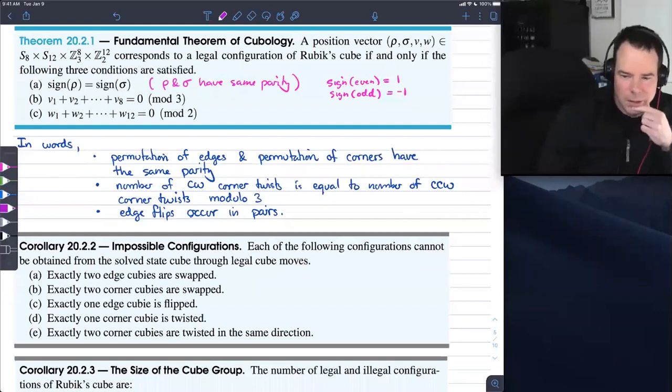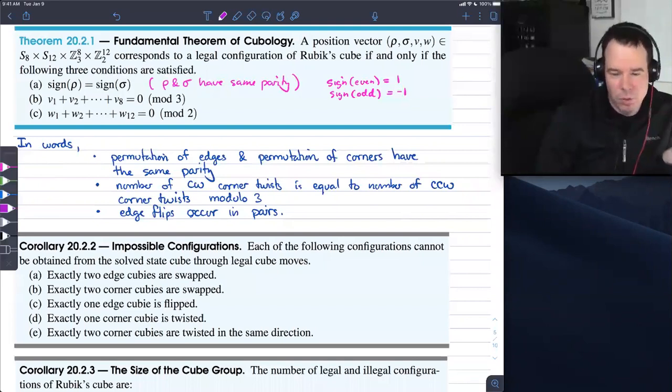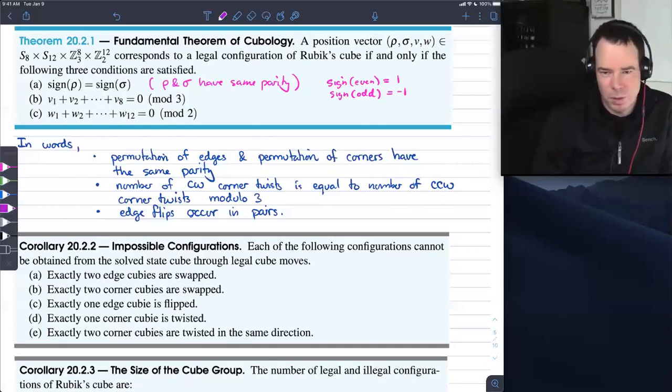So exactly 2 edge cubies are swapped. That's impossible, because if 2 edge cubies are swapped, that's an odd permutation of the edges, but the corner cubies are all where they started. So that would be an even permutation of the corners. And those parities are different. The edges and the corners have opposite parity as permutations. In other words, you can't have the edges oddly permuted while the corners are evenly permuted, and vice versa.